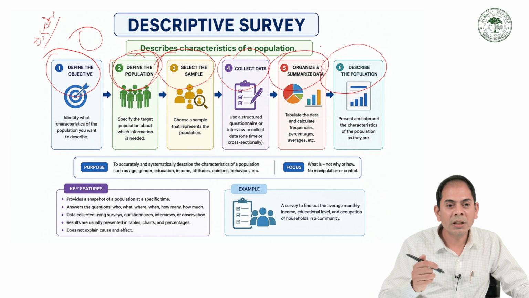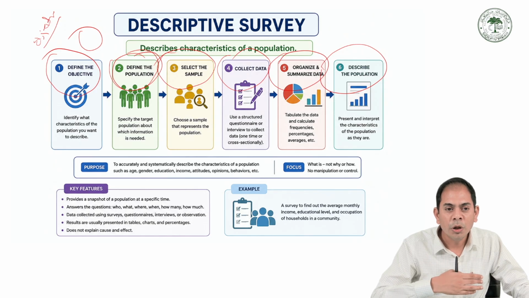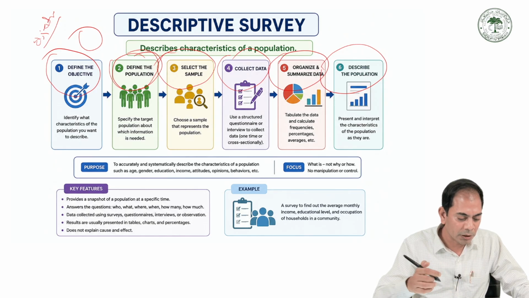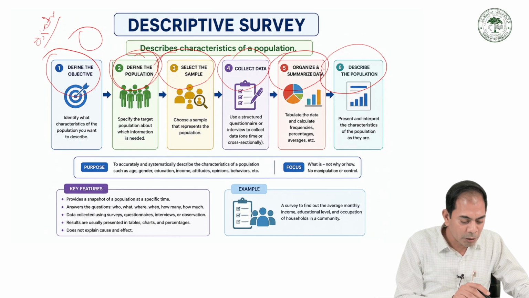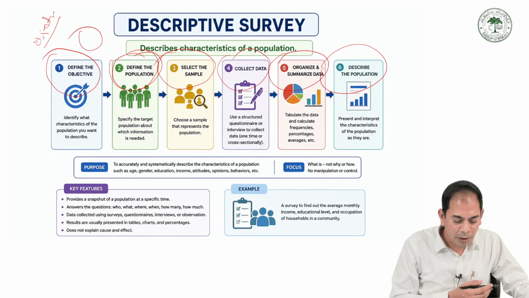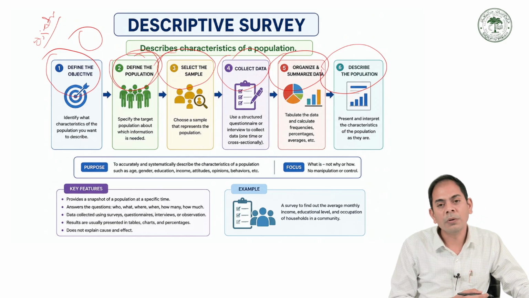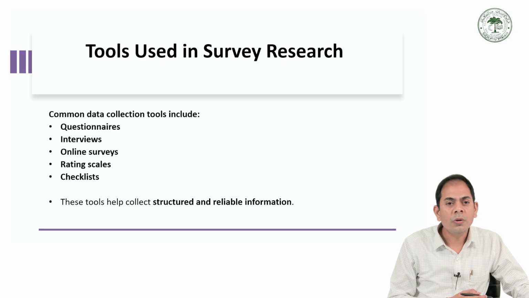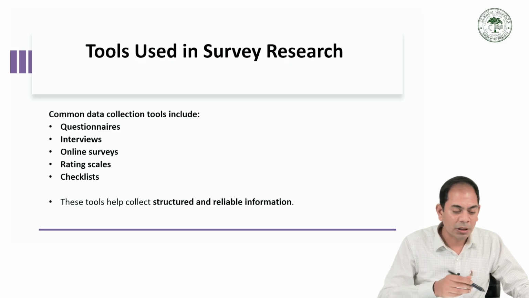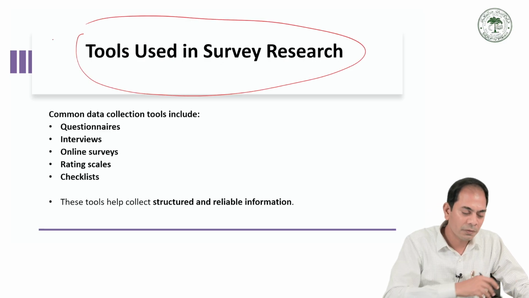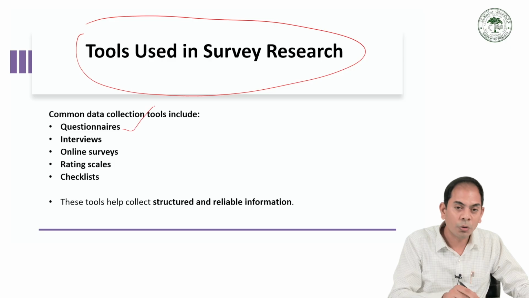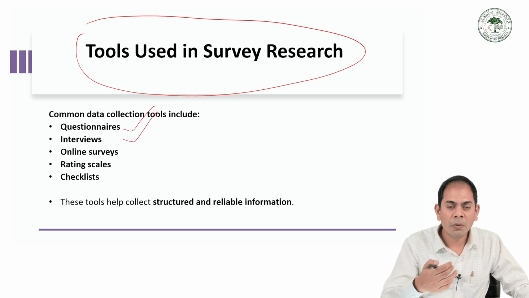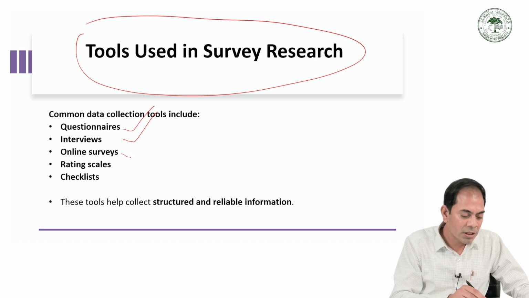The important thing about descriptive research is that it helps to describe the population. Its important purpose is to accurately and systematically describe the characteristics of the population. Which tools are generally used in survey research? Number one is generally the questionnaire, which we distribute. Sometimes we go for interviews: online interview, face-to-face interview, open-ended interview.